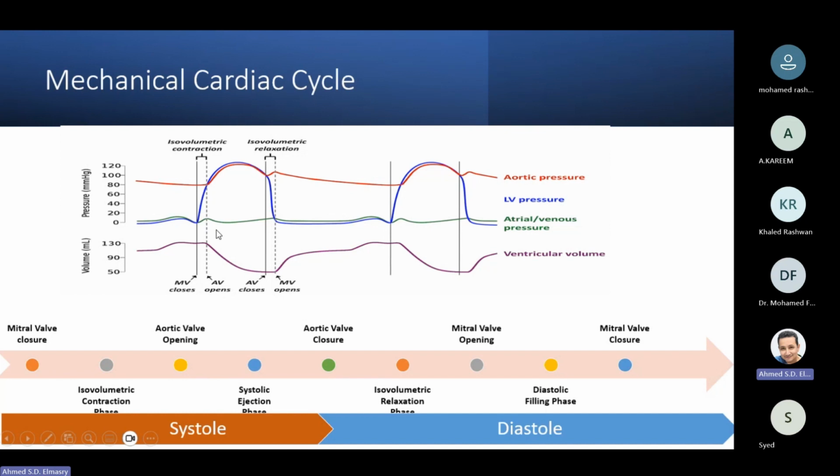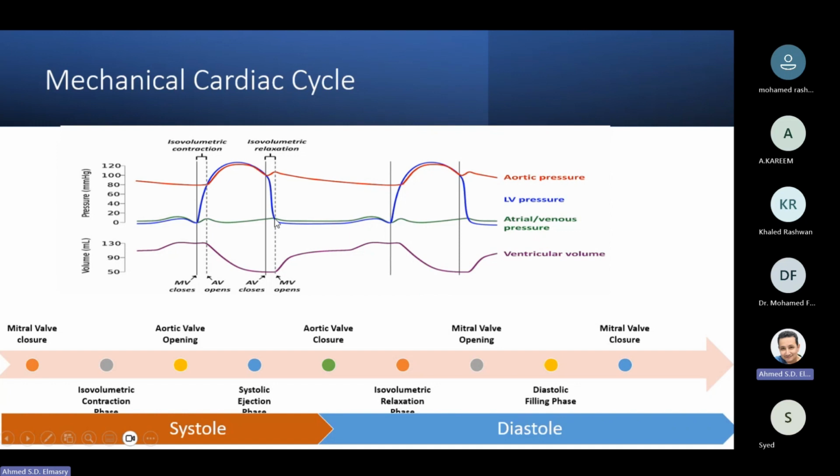The mechanical cardiac cycle starts at this point where the mitral valve starts to close, and after that the aortic valve starts opening here. So this short phase is called the isovolumetric contraction phase. And from the initiation of the aortic valve opening till the aortic valve closes is the ejection phase. After closure of the aortic valve, while the mitral valve is still closed, this duration, until the mitral valve starts opening to start the filling of the left ventricle, is called the isovolumetric relaxation phase.